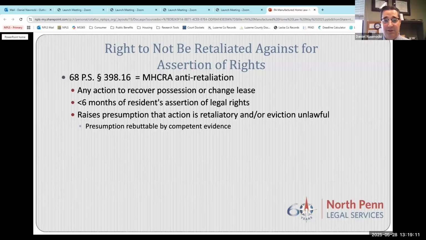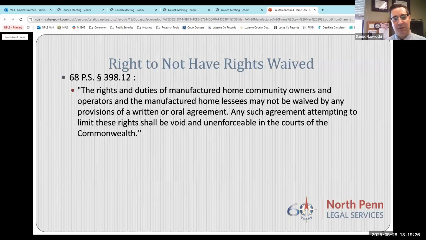We already talked about the MHCRA's anti-retaliation section. So if they were to form a tenant organization, the park owner can't turn around and move to evict them. If they do within 6 months, it creates a rebuttable presumption that it's retaliatory. And then the last right, but one of the most important ones, is the right to not have rights waived.